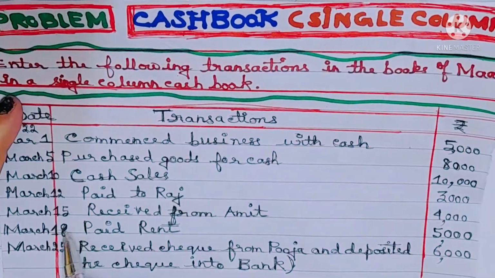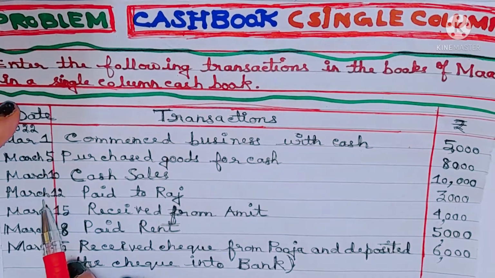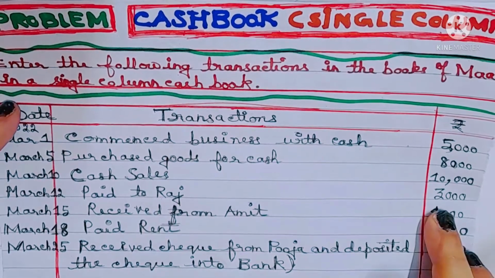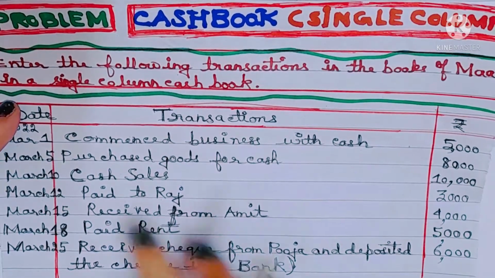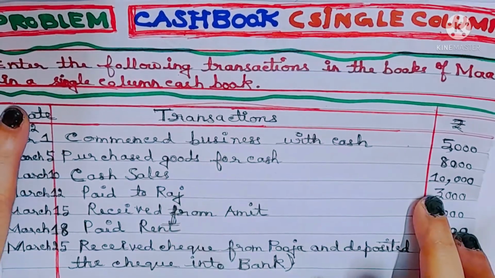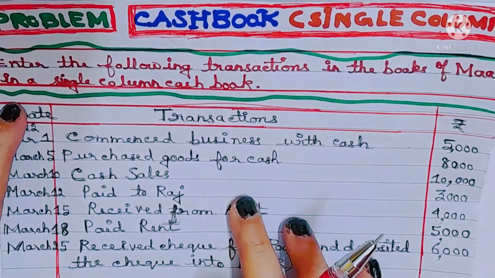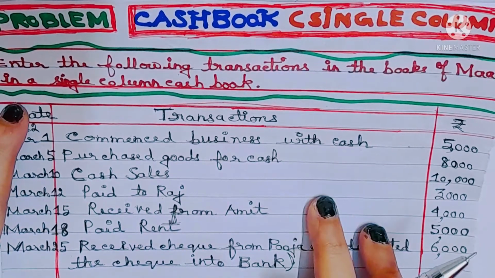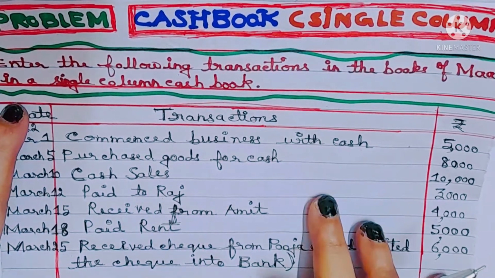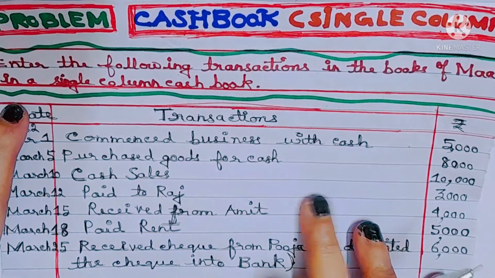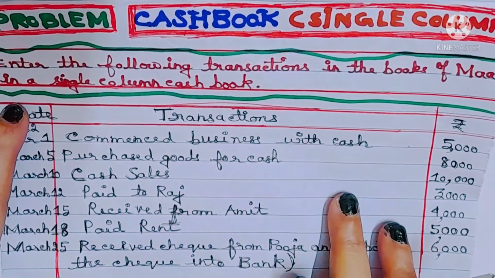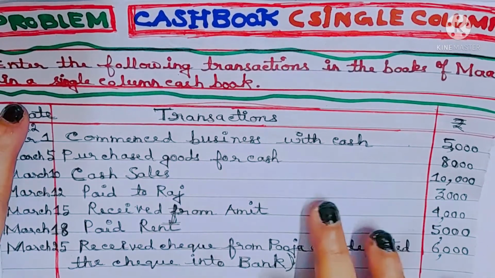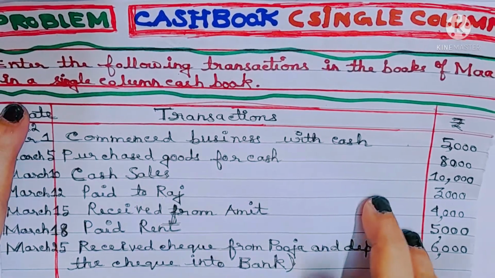The next transaction is on 12th March, paid to Raj 3,000. That means cash paid to Raj 3,000. So what will be the journal entry? The journal entry will be Raj account debit to cash account. So what is the position of cash account? Since cash account is on the credit side, Raj account will also be on the credit side. So we'll have to write by Raj account in the cash book on the credit side 3,000.